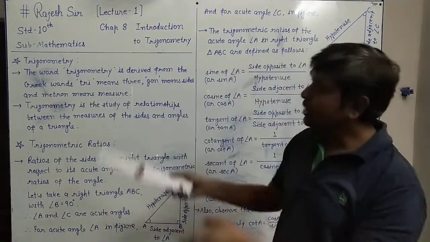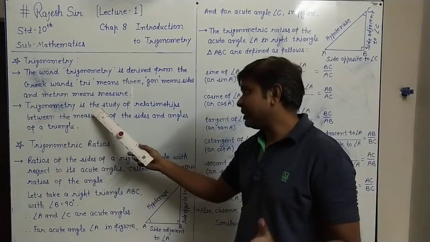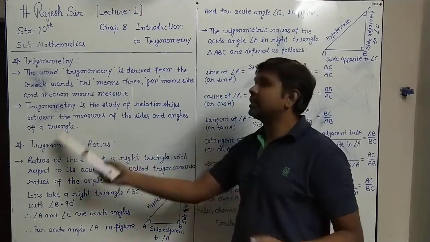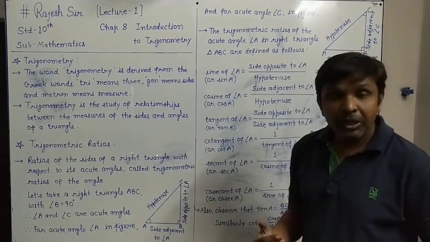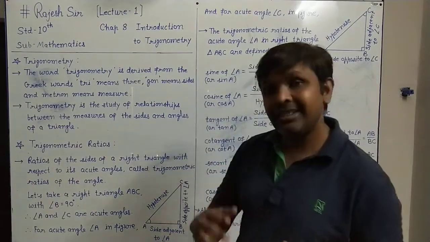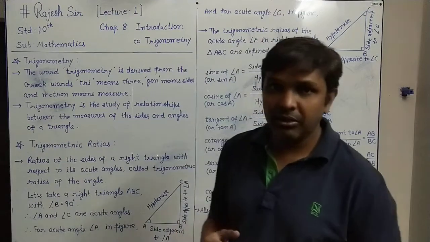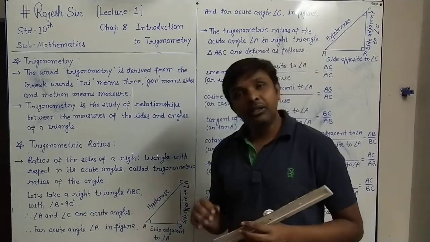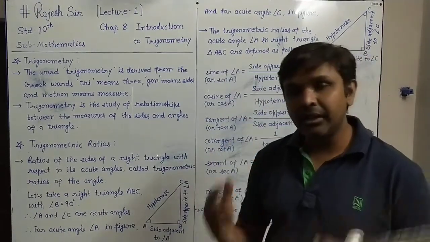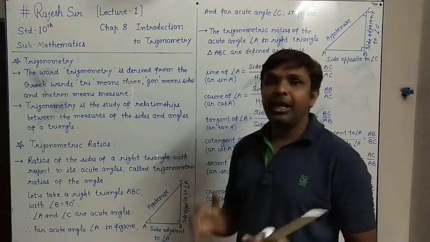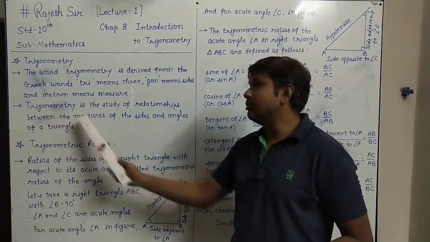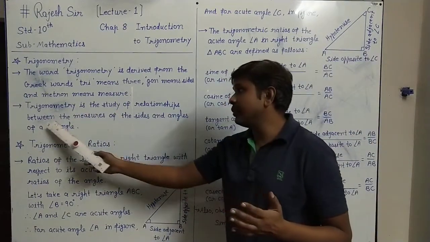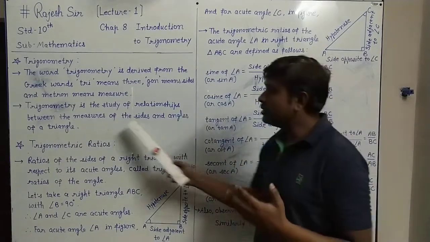So including all the 3 meanings of this, trigonometry is the study of the relationship between the measures of sides and angles of a triangle. What is trigonometry? It gives the relationship between the measures of the sides and the angles of the triangle. This study is clubbed together, and it is called the branch of maths known as trigonometry. So again, trigonometry is the study of relationships between the measures of the sides and angles of a triangle.